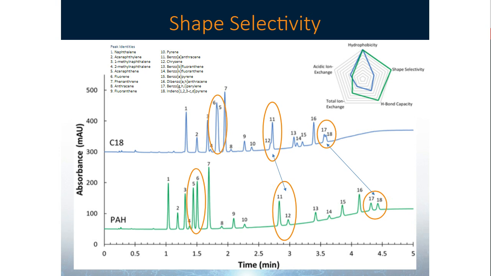benzo[ghi]perylene and indeno[1,2,3-cd]pyrene. The other interesting thing here is, in terms of hydrophobicity, C18 is a bit more hydrophobic for the first portion of the separation up to compound 10, pyrene. And then after pyrene, you can see that the PAH phase is more retentive for those more hydrophobic compounds.